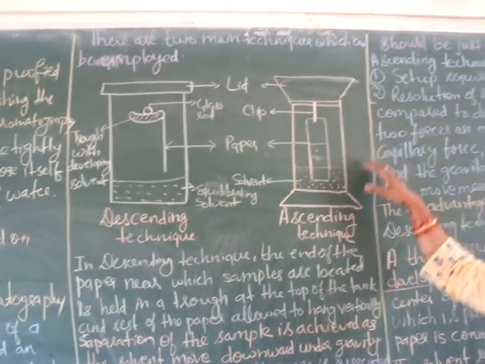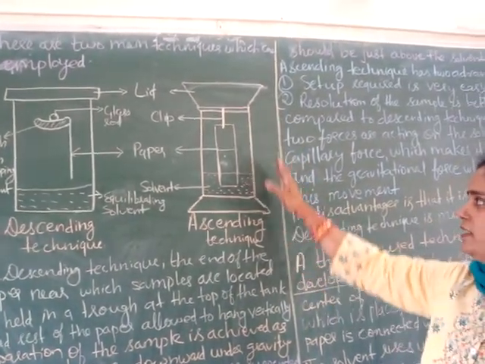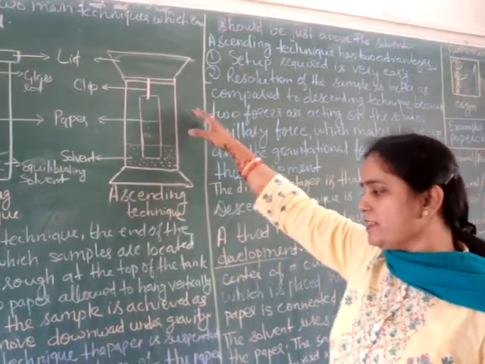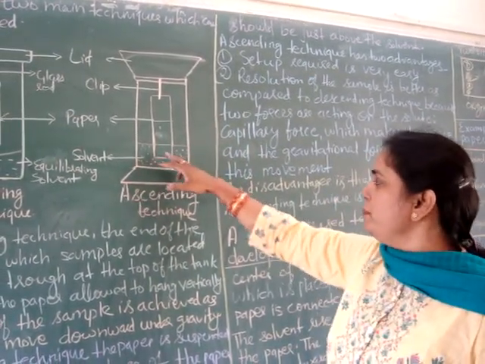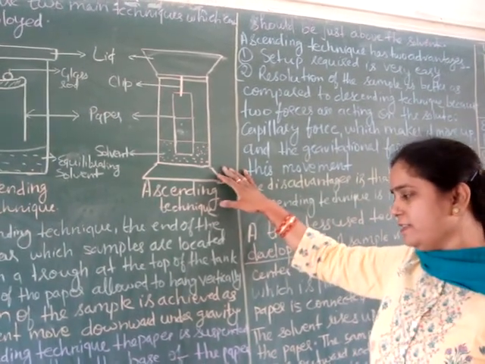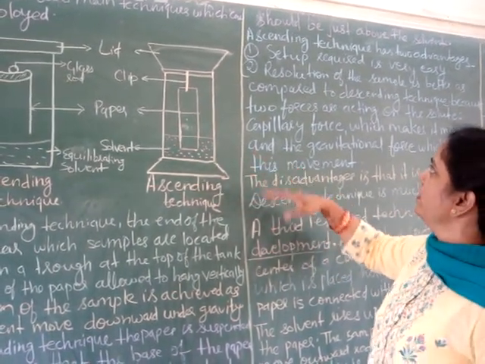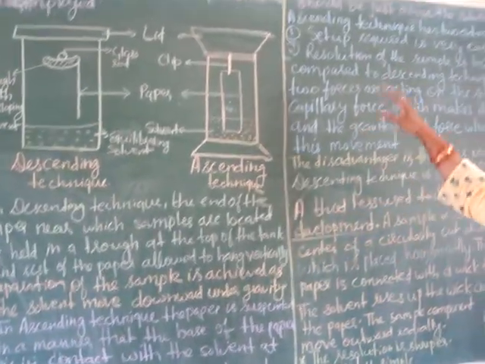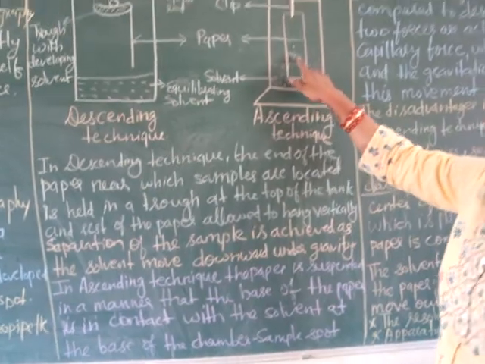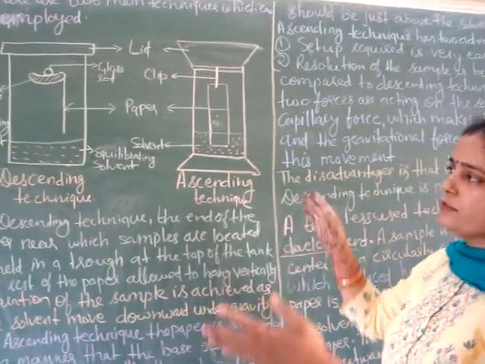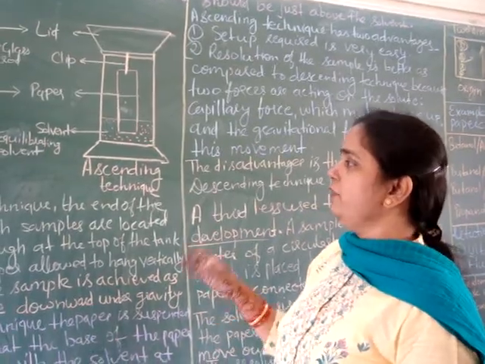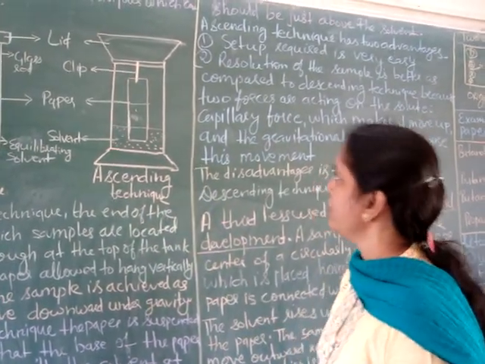Now the second setup is the ascending technique. You can see here this is the setup for the ascending technique. In the ascending technique, the paper is suspended in a manner that the base of the paper is in contact with the solvent that is present in the jar, and always remember the spot should be just above the solvent. Spot should be here, just above the solvent. So these are the two setups which can be employed for the paper chromatography technique, that is, descending and ascending.